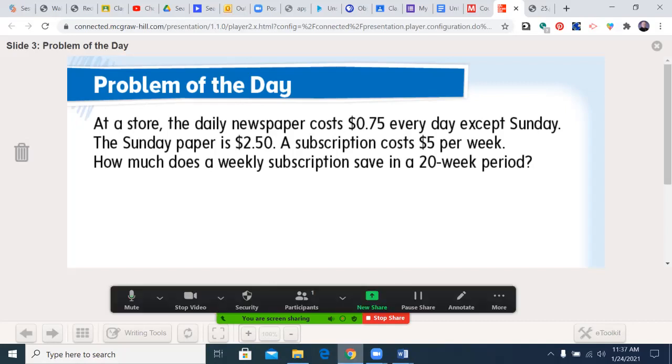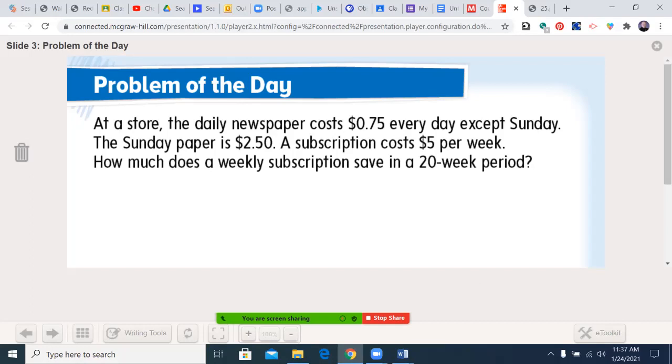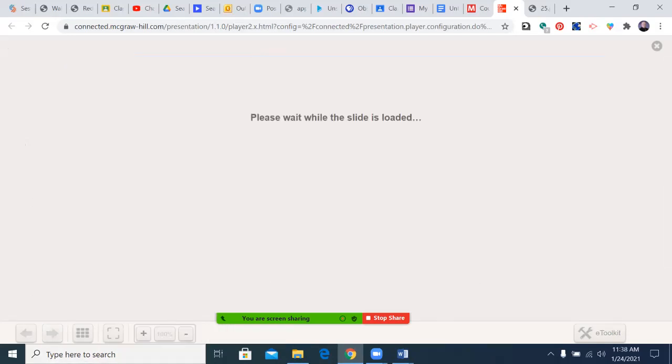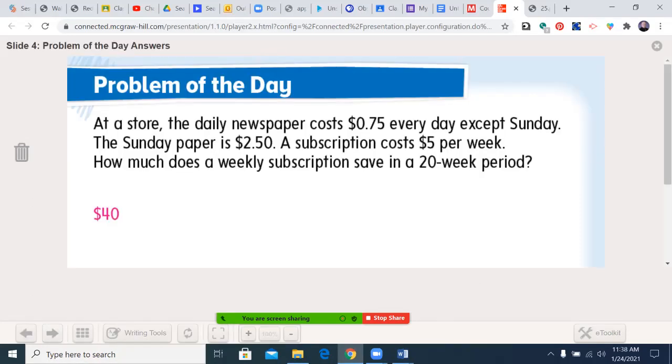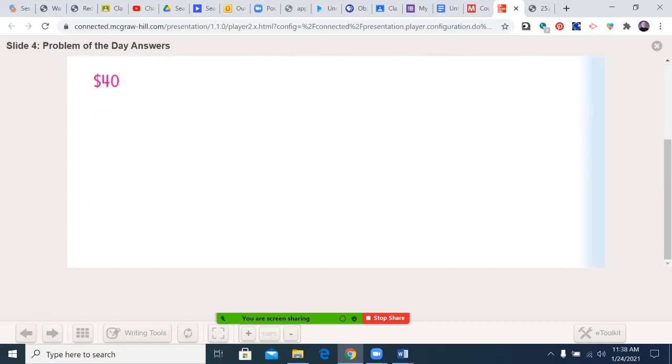So we could do a problem of 75 times 6 times 20. So 75 times 120, that's $90. And plus the 20 times 250, which is $50. You're going to save about $40 a week, or for the 20 weeks.